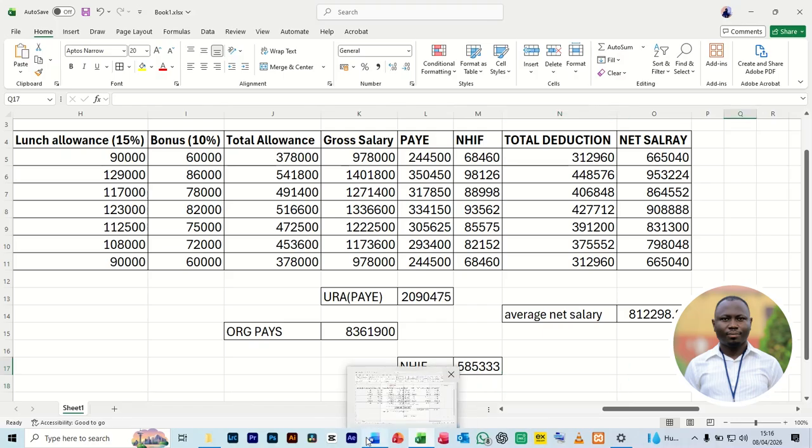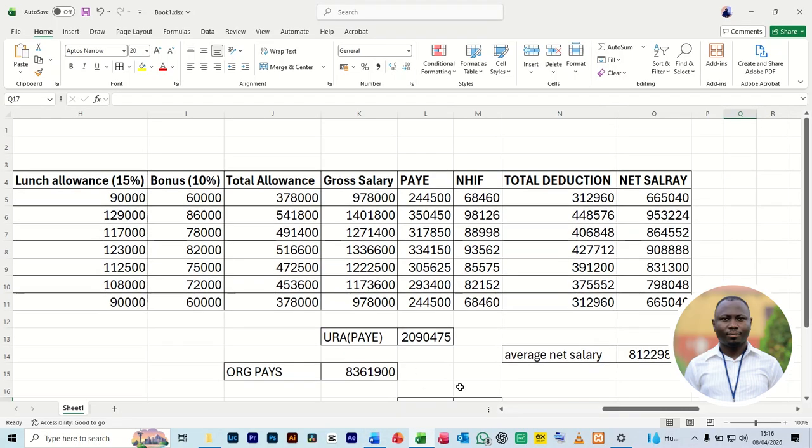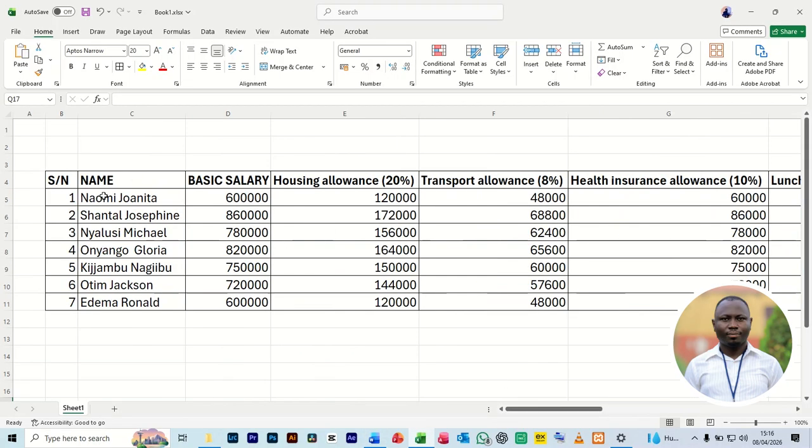Then I will come to the last question now, which is saying present this information on a column graph based on the column of employee name and net salary, and then give it the title Apple Pay. So we are looking at the column of employee's name and net salary. I'll come to where we have employee's name. From the very first person, please do not include the word name.